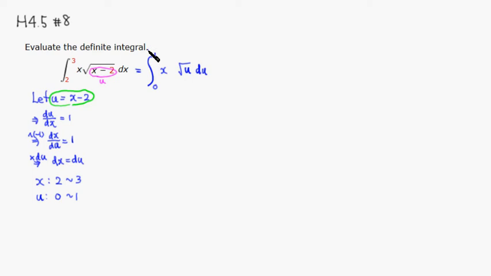The problem is we still have x left over. What you can do is look at this substitution equation. By adding 2 to both sides, we can see that x is the same thing as u plus 2. So we can erase this x right here and put u plus 2, which is the same thing as x. Then we can distribute the square root of u to u and also 2.